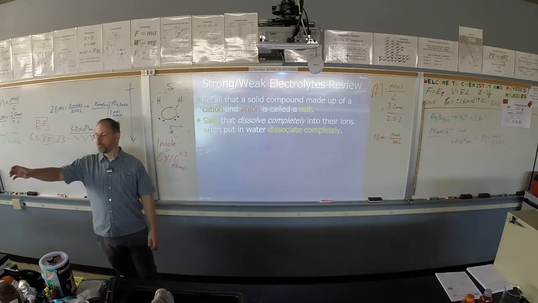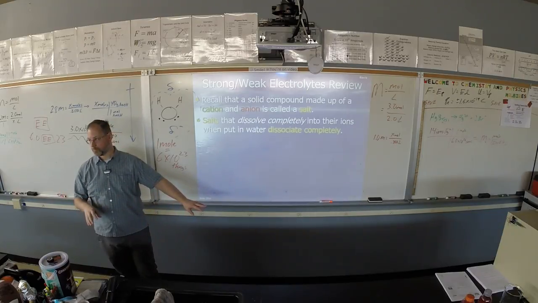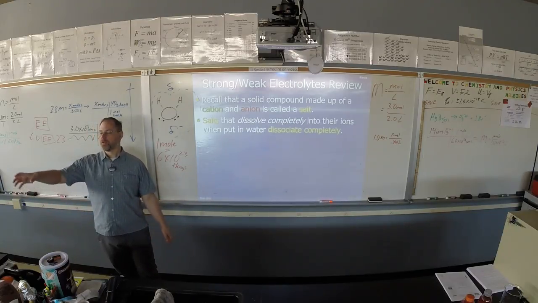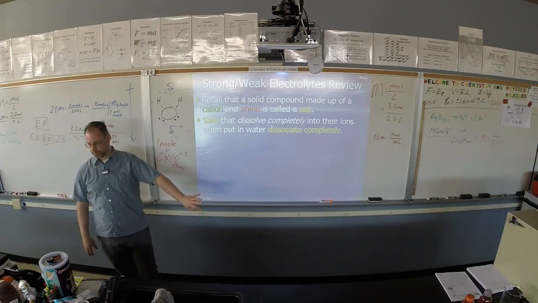For a strong electrolyte, you dump in 1 billion molecules, you get 2 billion ions. For a weak electrolyte, you dump in 1 billion molecules, you only get 2,000 ions. Make sense? Understand the difference?